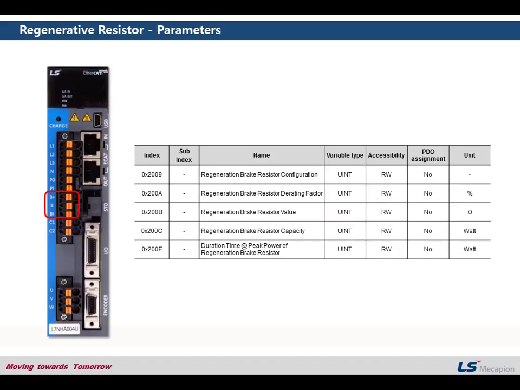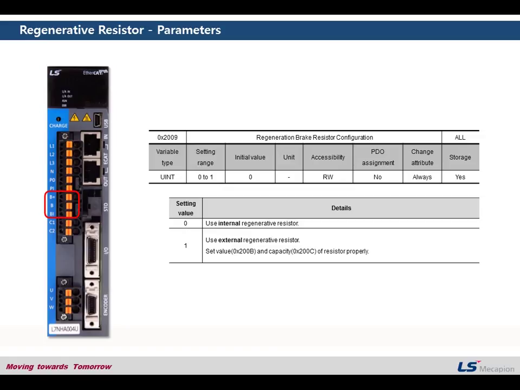There are some parameters to use external regenerative resistor. These parameters are 2009, 200A, 200B, 200C, and 200E. Let's check the function of them and how to set. First one, 2009 is to select internal and external resistor. Value 0 is for internal resistor and 1 is for external resistor. In case of setting external regenerative resistor, I mean, if you set the value 1, you need to set the correct value for 200B and 200C. They are based on the data set of resistor.